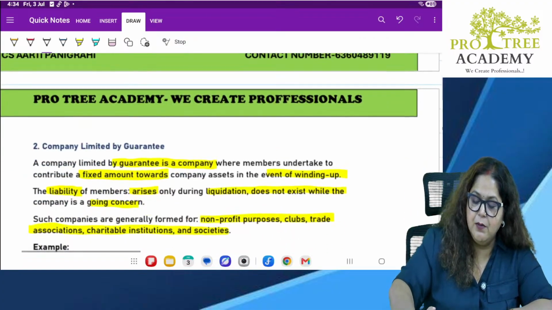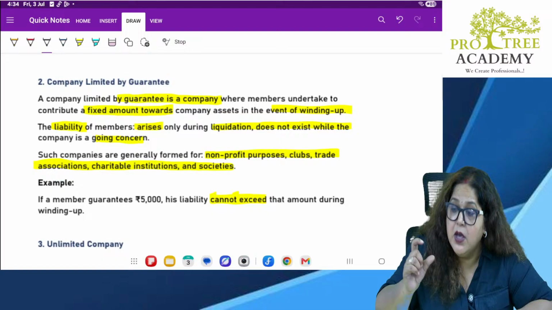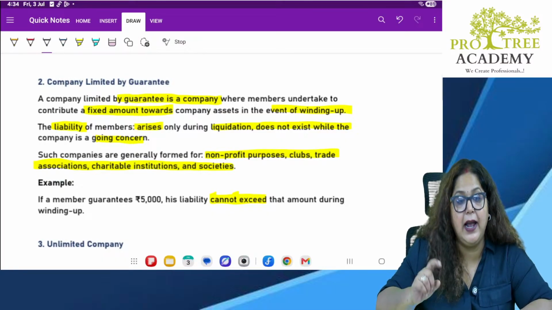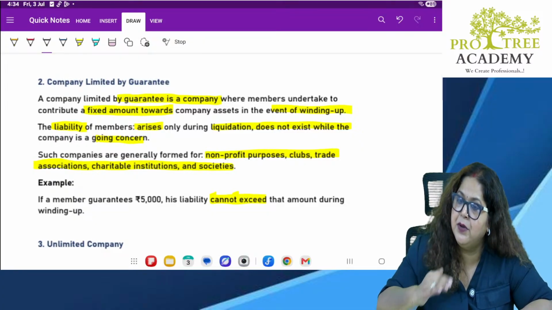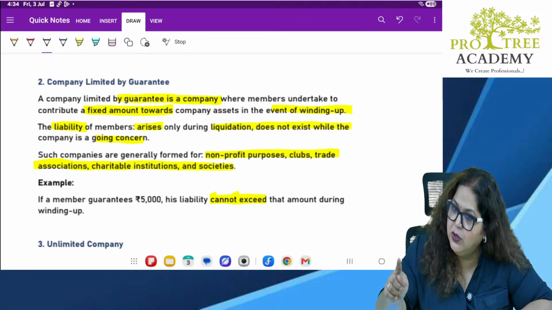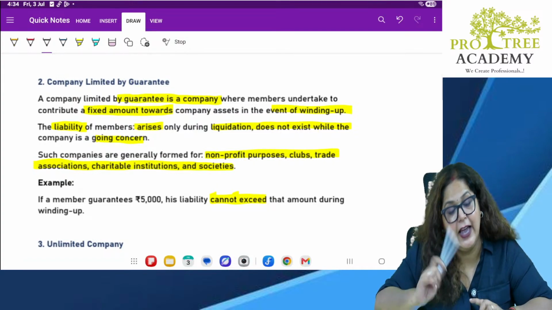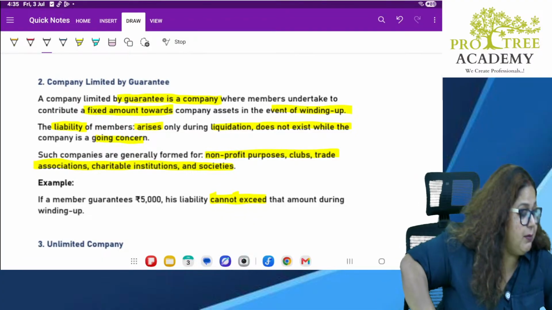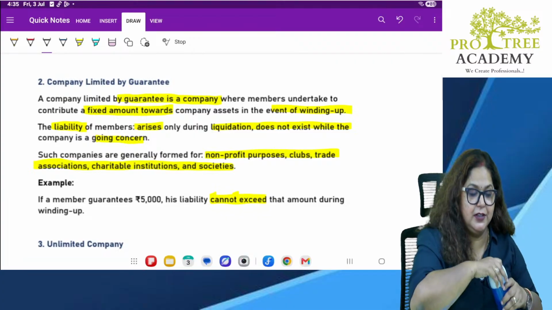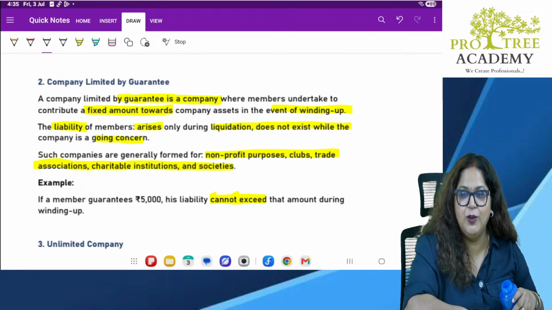A company limited by guarantee, what we had discussed: if they had given a guarantee for any prescribed amount, at the time of winding up the company can ask for that guaranteed amount. When the company is a going concern, at that time the company will not ask you to pay that guaranteed amount. Are you getting this? What is the difference between liability limited to the guarantee and limited by shares? Yes, what is the difference?